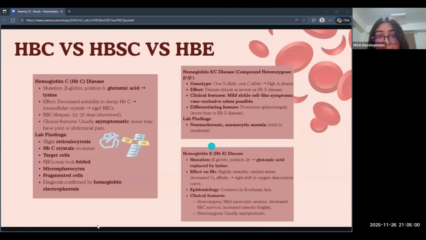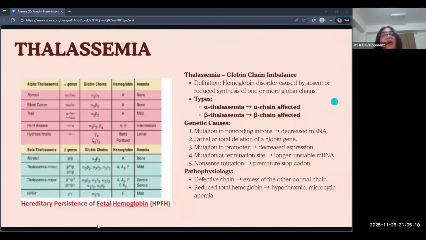Then we have HBE, which is glutamic acid replaced by lysine. It's slightly unstable, and this is more common in the Asian nationalities. Okay, now coming to thalassemia. Now we have different types of thalassemia. So alpha thalassemia, let's use this table to our benefit.